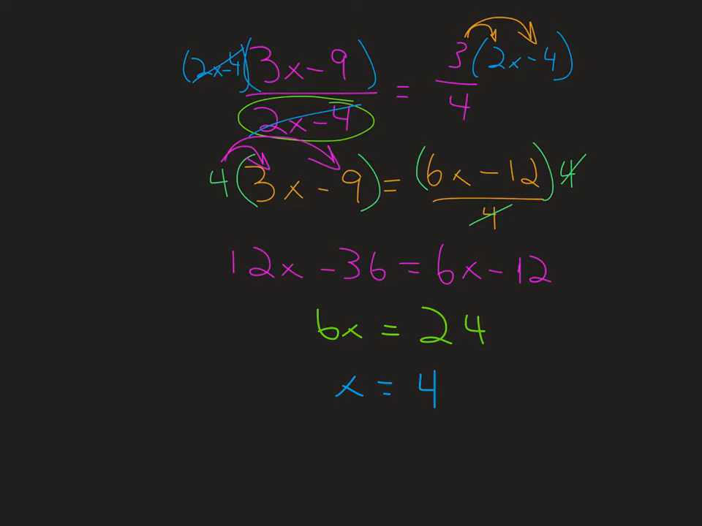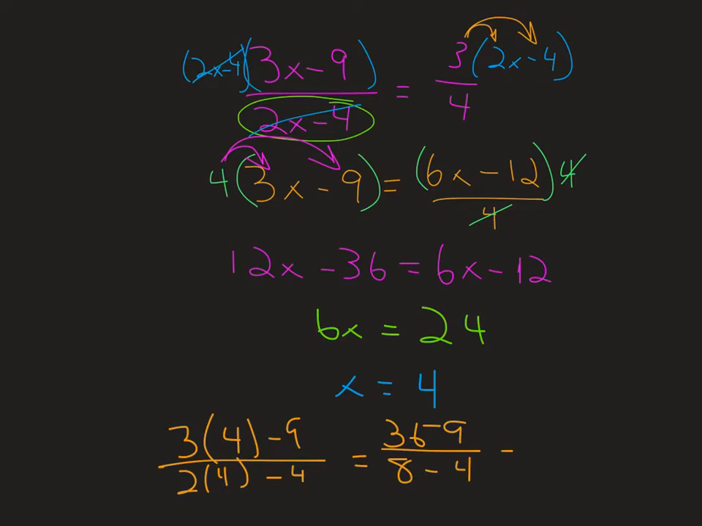Now, if we're feeling like it, we could plug that in. 3 times 4 minus 9 over 2 times 4 minus 4. 3 times 4 is 36 minus 9. 2 times 4 is 8 minus 4. 36 minus... Wait a minute. 3 times 4 is not 36. 3 times 4 is 12. I was doing 4 times 9. What a silly one. 12 minus 9 is 3. 8 minus 4 is 4. Oh, look. We did it. Because that's what we start with. Now, if you had gotten like 6/8 there, it would have been okay because you could have reduced that.